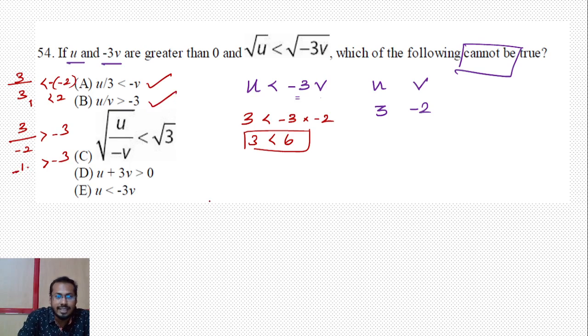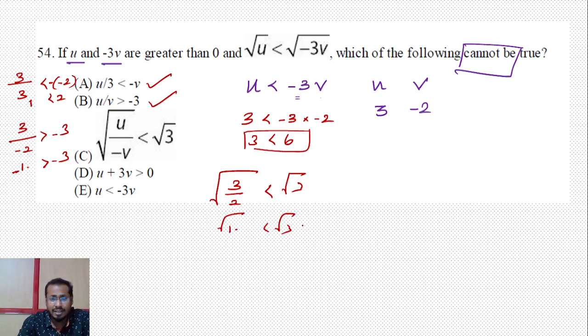Then option C, inside the root: u divided by negative v is 3 divided by positive 2, so 1 point something, and here it is root of 3. We come to know that root of 3 will be the bigger number. If you take the root of 1 it will be very small, but for 3 it will be 1 point something. You can use your calculator also, but here we can find out that root 3 will be the greater number. So this is also right, and let's go to option D.